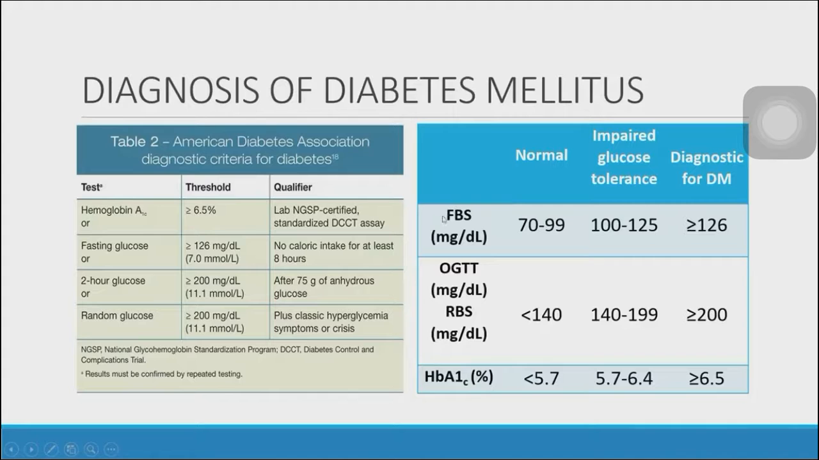Okay, so for FBS, greater than or equal to 126. For OGTT, we have greater than or equal to 200. RBS then, greater than or equal to 200. And HbA1c, greater than or equal to 6.5. So in here for the diagnosis, in case of absence of unequivocal hyperglycemia, dapat yung mga values repeated on the second day para ma-confirm.